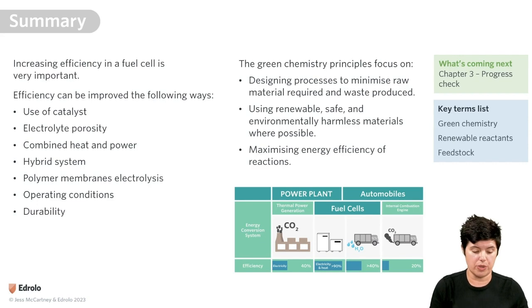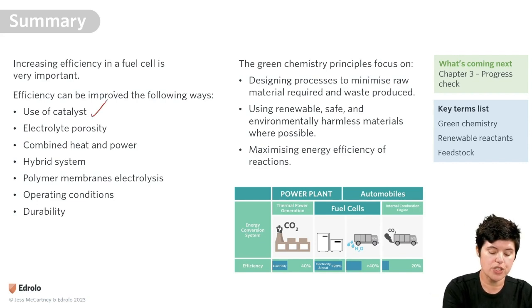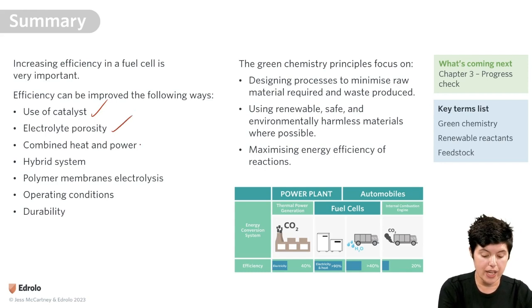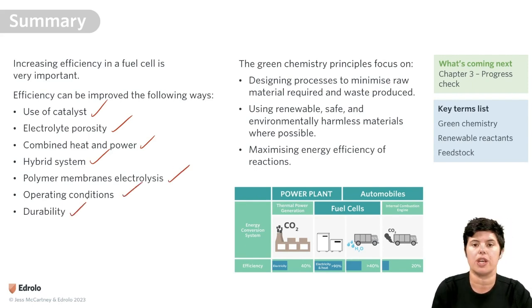So what are the things that we can do? Well, we can use a catalyst to increase the rate of reaction, using electrode porosity to our advantage, combining heat and power, using hybrid systems such as a battery where possible, using polymer membrane electrolytes, increasing the operating conditions, and making sure that we are using durable products to ensure that these fuel cells last a long period of time.